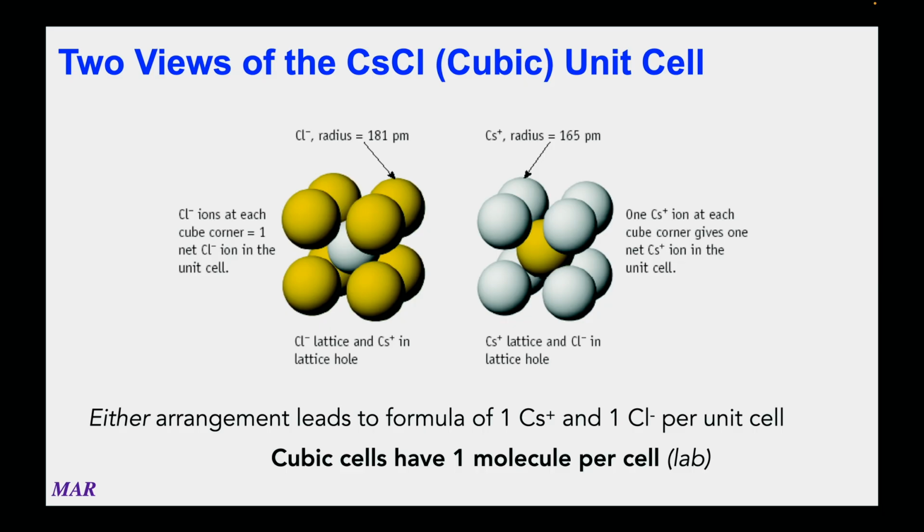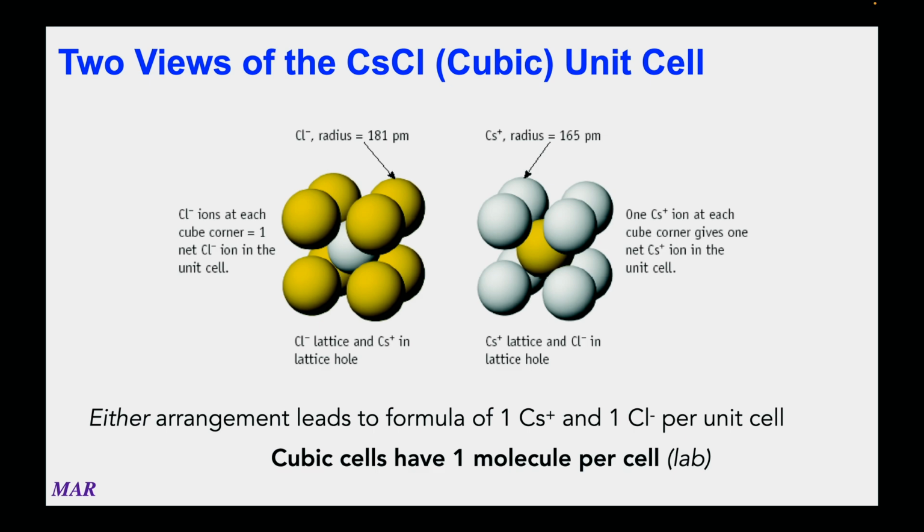But again, from both of these, you can see it's like simple cubic outer atoms with an inside hole that's occupied by the opposite one. On the left-hand side, the chlorides are on the outside and cesium is in the hole. On the right-hand side, the cesiums are on the outside and chloride's in the hole. So it works fine either way. You can do it from either atom. But regardless, it comes down to 1 cesium per 1 chloride, 1 cesium chloride.